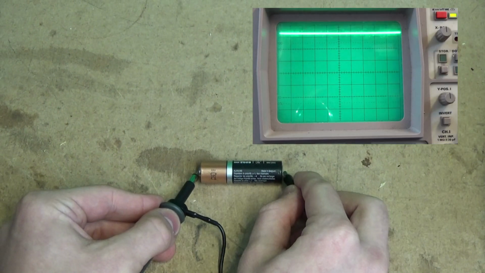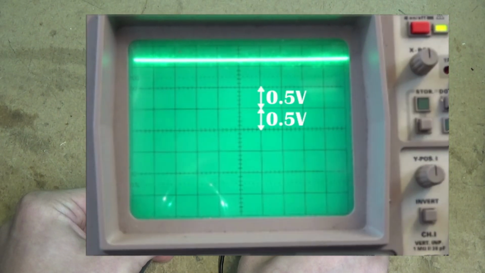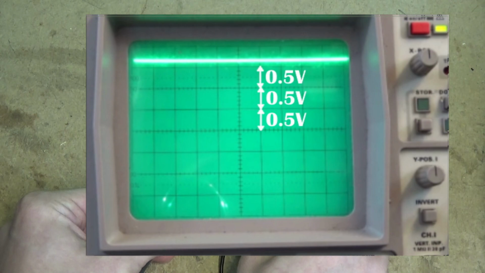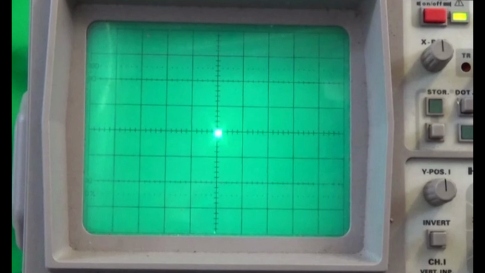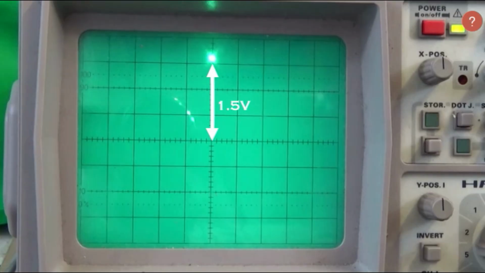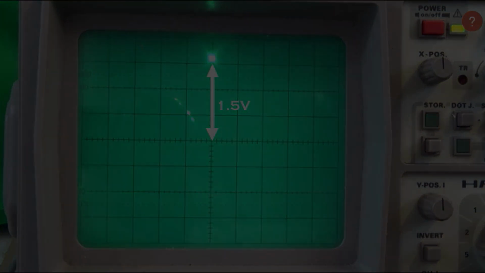As each vertical division is 0.5 volts, what you should see is that the flat line jumps up by 3 squares to a consistent DC input of approximately 1.5 volts. If you remove the connections to the battery and switch the time base off, what you will see is a stationary dot at the central point of the graph. When you reconnect the battery, what you should see is that the dot rises by 3 squares back to 1.5 volts.